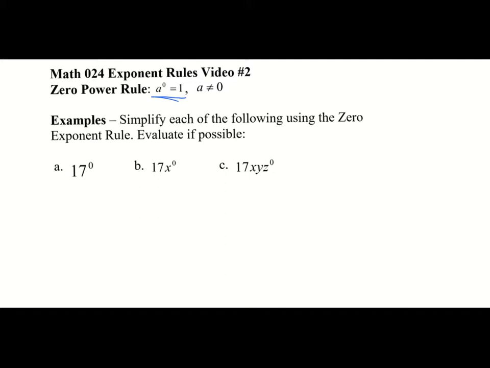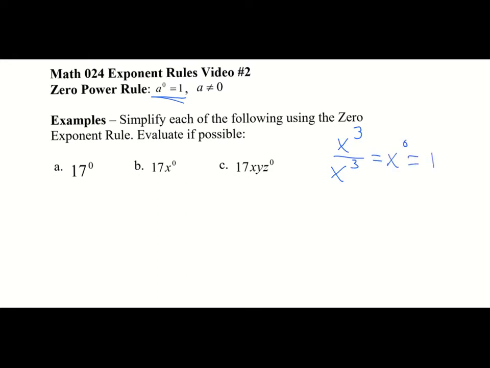So remember our quotient rule where we had like x to the third over x, I'm going to make them the same, x to the third over x to the third. Remember we subtracted exponents here? So if I did 3 minus 3, I would get 0. So I would have x to the 0 power, which now we know is equal to 1. So this would equal 1.